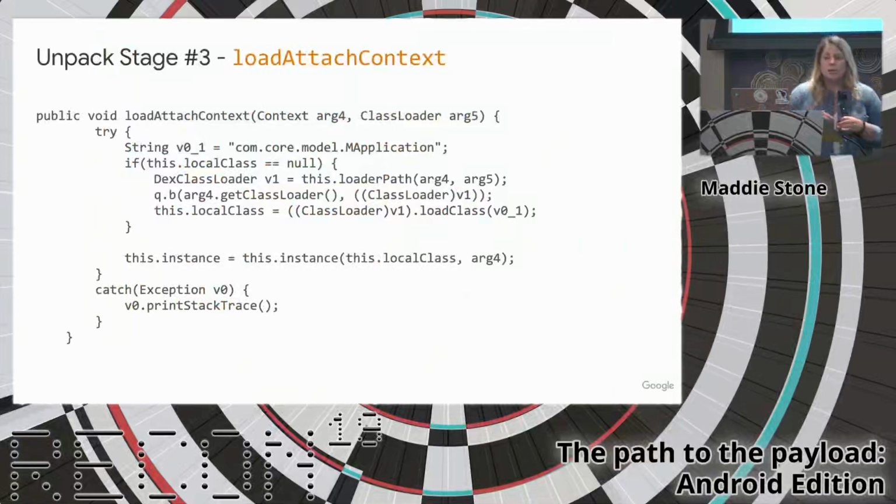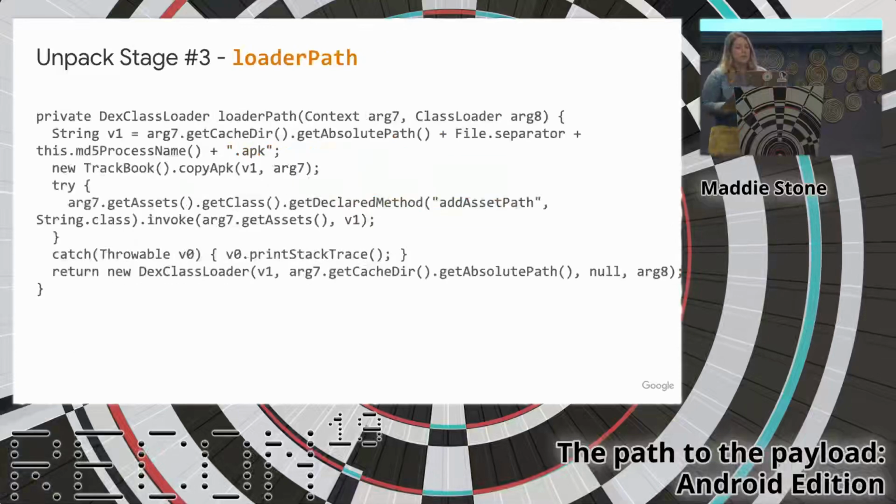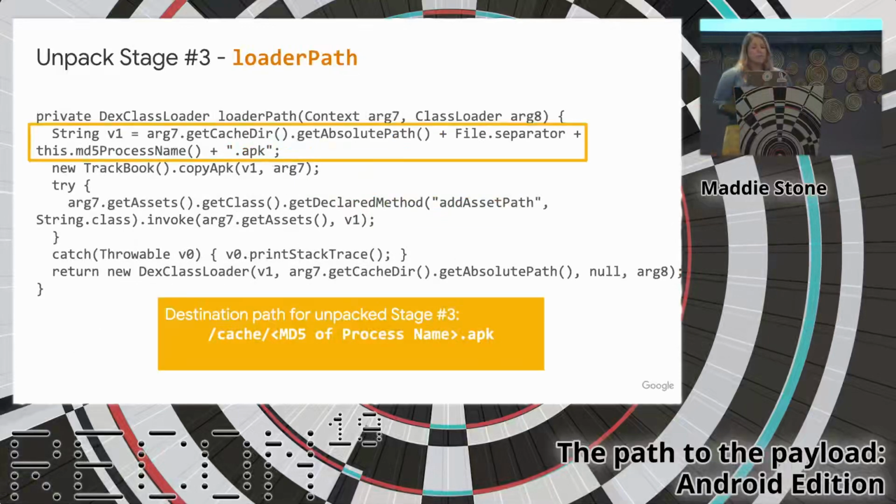So once we're here, we come now into step 3. We've checked in step 2 that our class loader came from the initial application, and now we're in load attached context. So what we see here first is a class name that does not exist in this stage 2 package, and what they're doing is unpacking stage 3. So we know that stage 3 that we're about to unpack probably has a class in it named this im application. So when we dig further into loader path, what we find is that they are first constructing the destination path for the unpack stage 3.